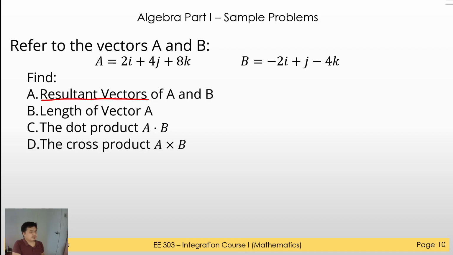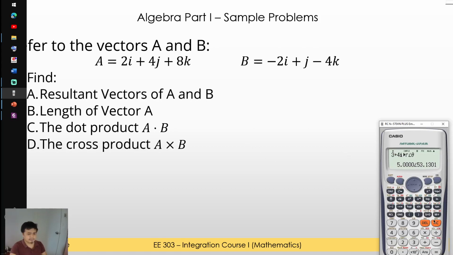So when we're talking about resultant vectors, it could be actually just the vector itself, but we can also find the length of this resultant. It depends on the context. So for letter A, okay, let's input the vectors first.